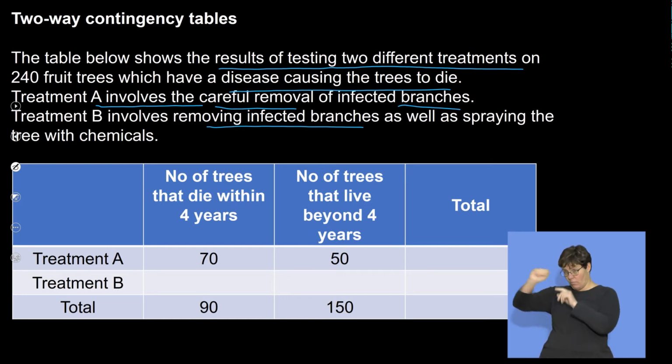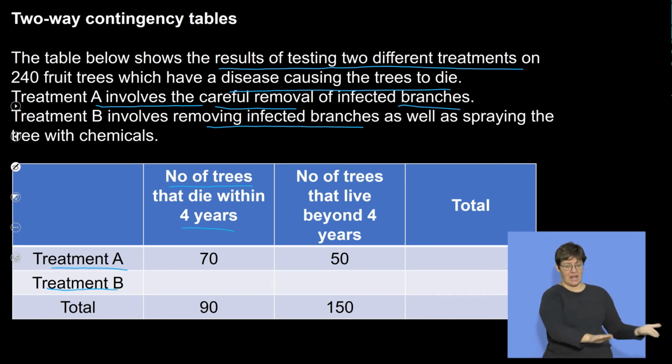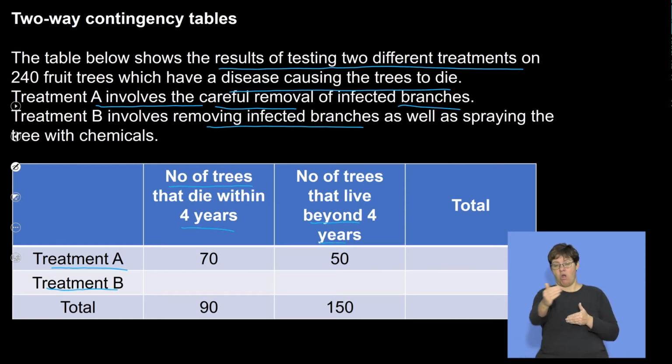So let's see our table. What does our table mean? Our table shows treatment A and treatment B, then the number of trees that die within 4 years, and the number of trees that live beyond 4 years. For treatment A, we have 70 trees that die within 4 years, and the number of trees that live beyond 4 years is 50. For treatment B, nothing is recorded.